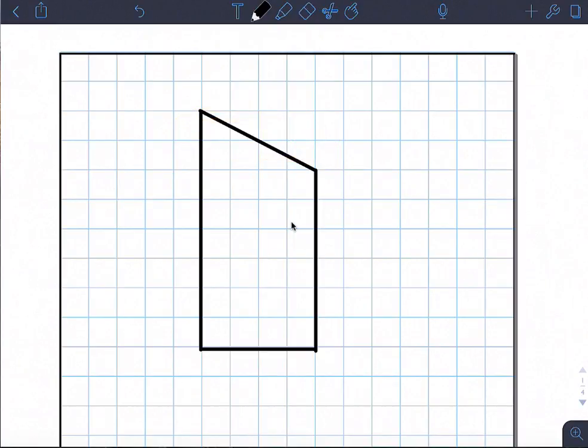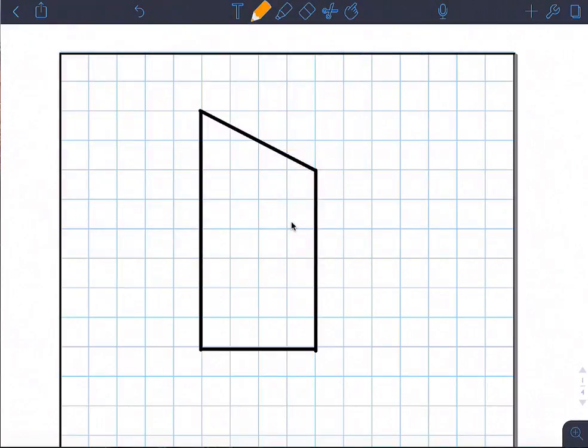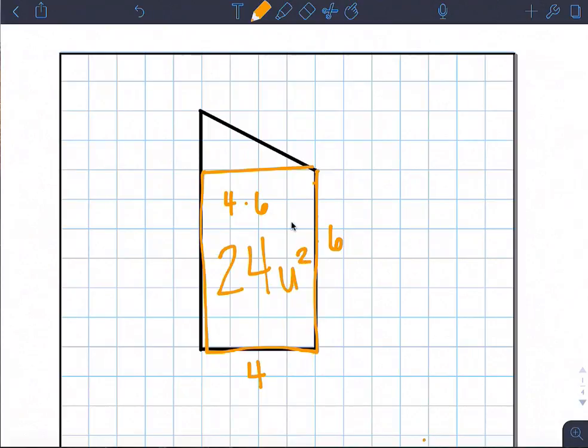So I'm just going to start by, and I'll use a different color so you can see that a little better, actually cutting that piece off. Okay, so I'm just going to look at this rectangle right here. Now this is a 4 by 1, 2, 3, 4, 5, 6. So I have a 4 by 6. 4 times 6, and that's 24 units square.